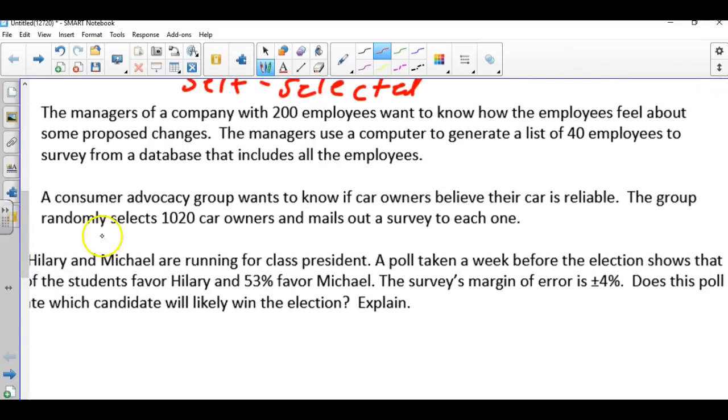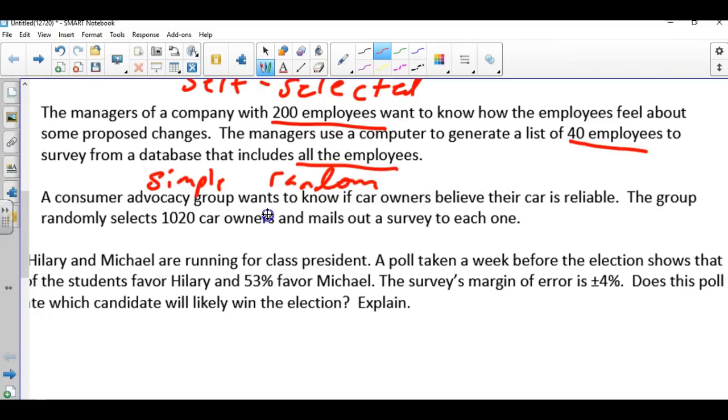Next, the manager of a company with 200 employees wants to know how the employees feel about some proposed changes. The manager used a computer to generate a list of 40 employees to survey from a database that includes all employees. Well, this is going to be simple random. It represents all employees. There are 200 employees, all of them are in the list, and everybody had an equal chance to be chosen. They chose 40. That's simple random. 40 would be the sample size.